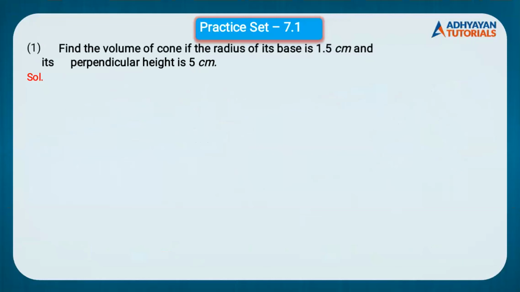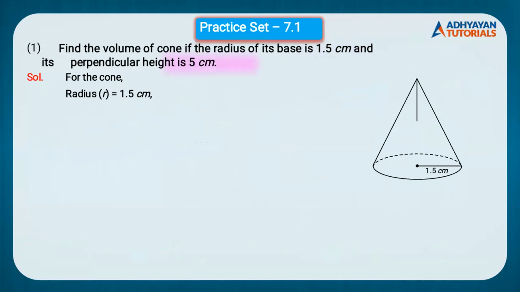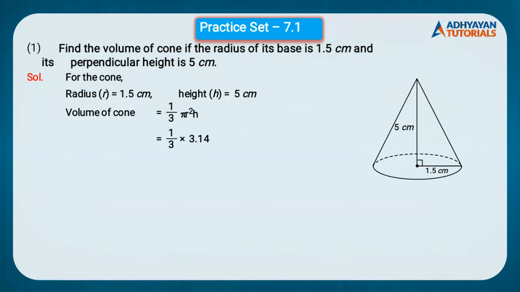This was the sum we were discussing. Radius 1.5 and we have got perpendicular height as 5 centimeter. So the volume of a cone is 1/3 pi r square h. Now 1/3 into pi. Pi is 22/7.